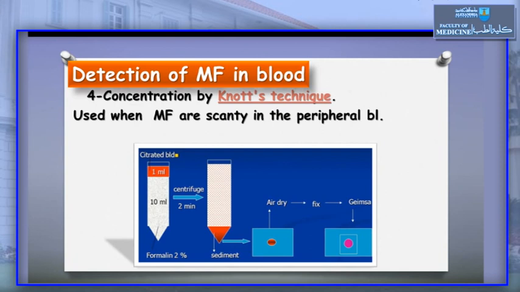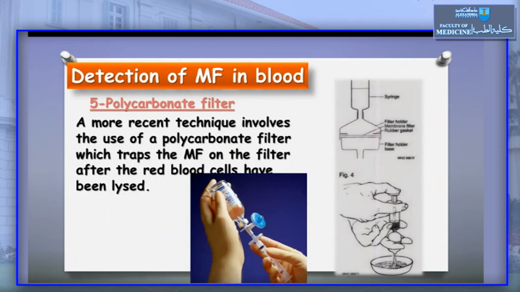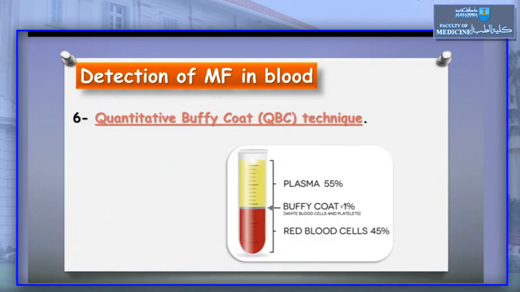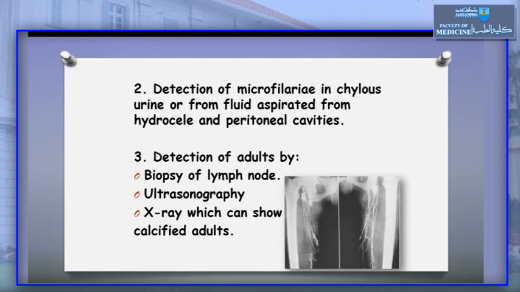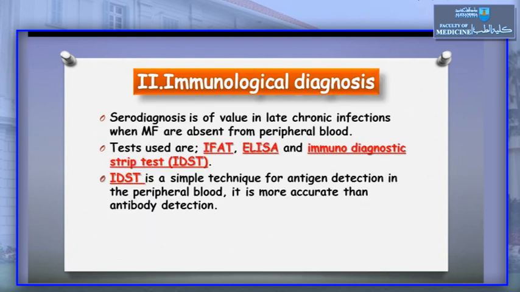A fourth method for detection of microfilaria in blood is the Knott technique, used when microfilaria are scanty in the peripheral blood. Additionally, a polycarbonate filter can be used for the same purpose. Another method is the quantitative buffy coat technique. Additionally, microfilaria can be seen in chylous urine or in fluids aspirated from hydrocele or chylocele.